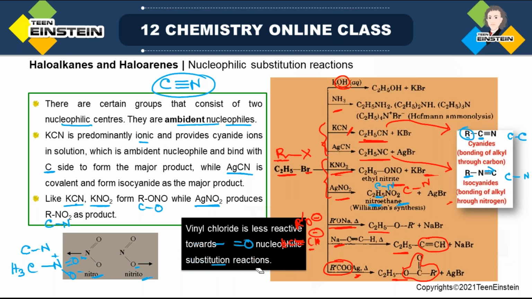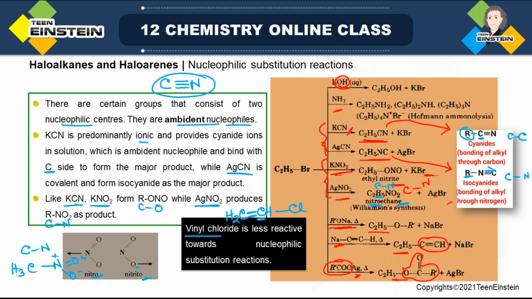Here one more point also we have. Suppose the R group that we have considered for RX, suppose it is vinyl. The vinyl group is C2, that is CH2 double bond CH, that is C=C, and then X, and suppose X is Cl. So this is vinyl chloride. Now this is not very reactive towards nucleophilic substitution reaction.